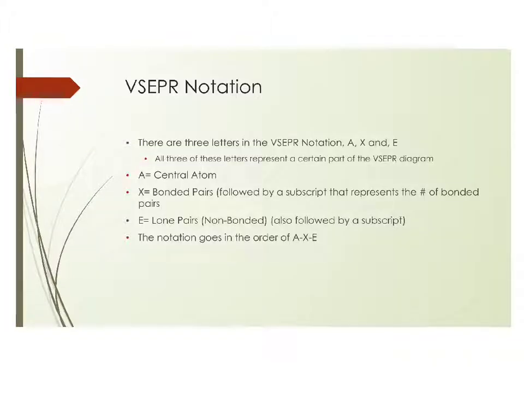Now let's turn our attention to VSEPR notation. There are 3 letters in the VSEPR notation, which are A, X, and E, and all 3 of these letters represent a certain part of the VSEPR diagram. A represents the central atom, X represents the bonded pairs, followed by a subscript that represents the number of bonded pairs, and E represents the lone pairs, which are non-bonded, and is also followed by a subscript. This notation goes in the order of A to X to E.